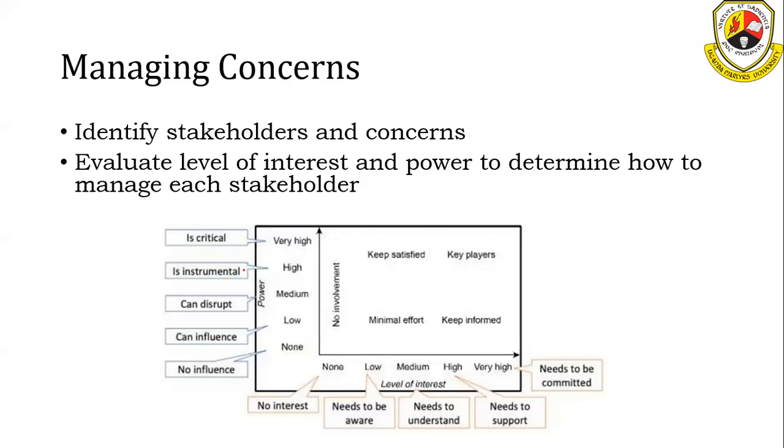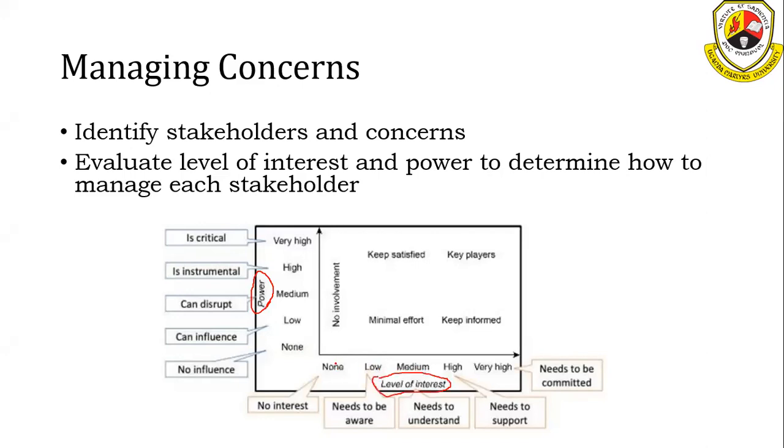So in ICT management, the issue is to identify stakeholders' concerns and manage them. Identify them and manage them. So here we have a graph. At the graph level, we have the horizontal side, where we are measuring the interest of a stakeholder. On the vertical side, we are measuring the power of the stakeholder. These two: level of interest and power.